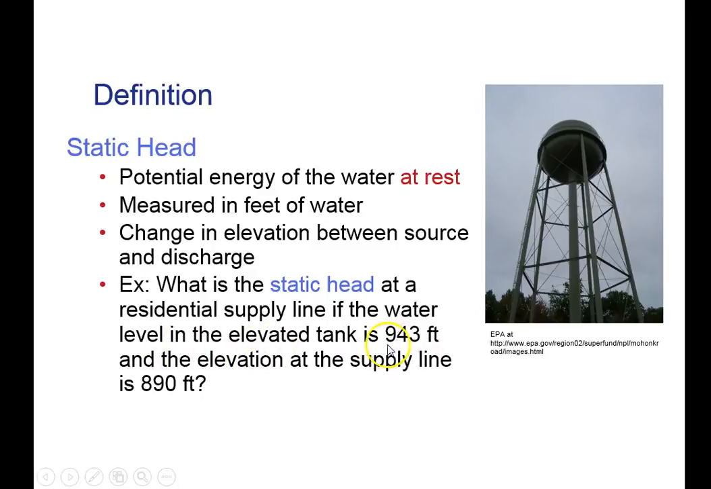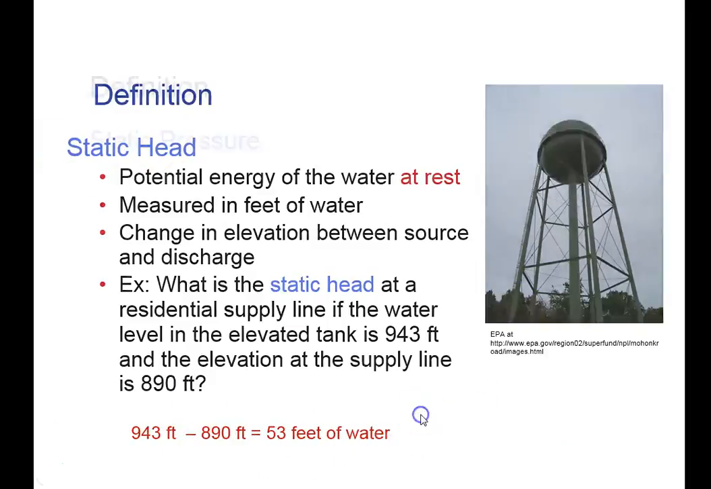So it says here a question: what is the static head at a residential line if the elevated tank is 943 feet and the elevation of the supply is 890? So at the top up here, 943, down here where we're going to use it, 890. Well, all you do is subtract the 2 heights, and that gives you the static head. See?